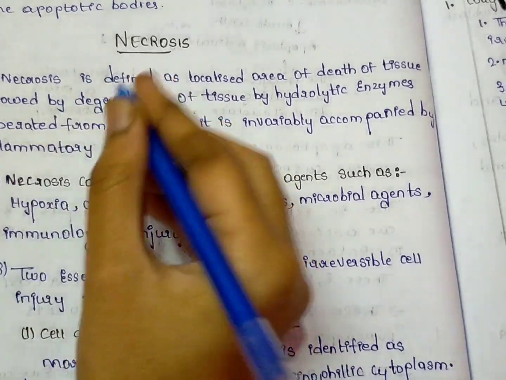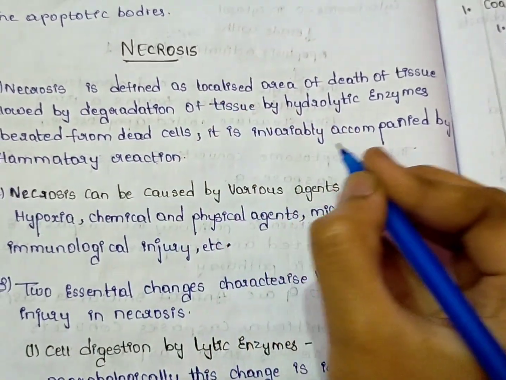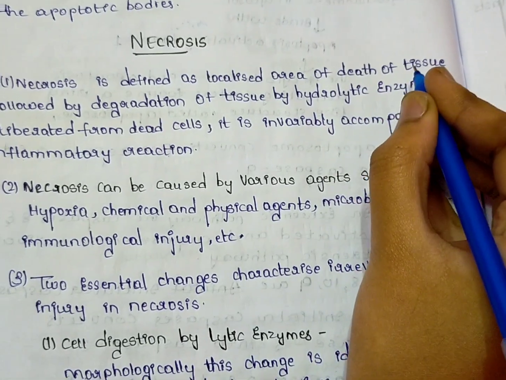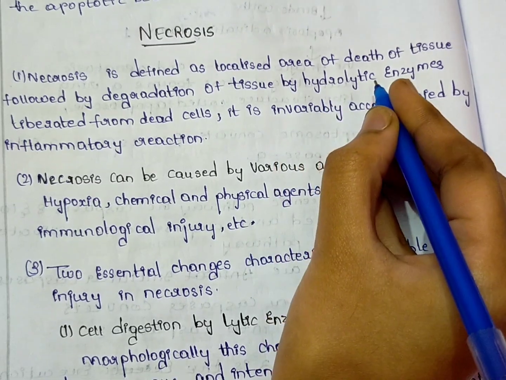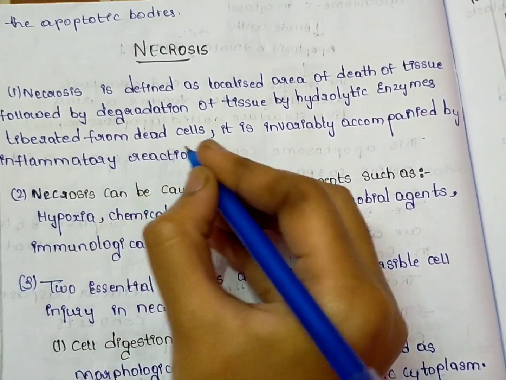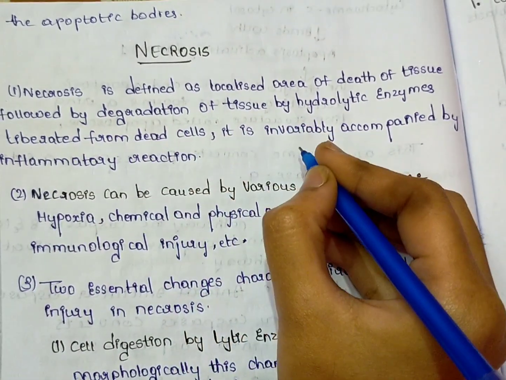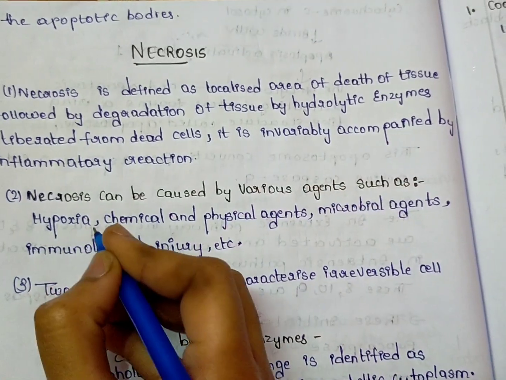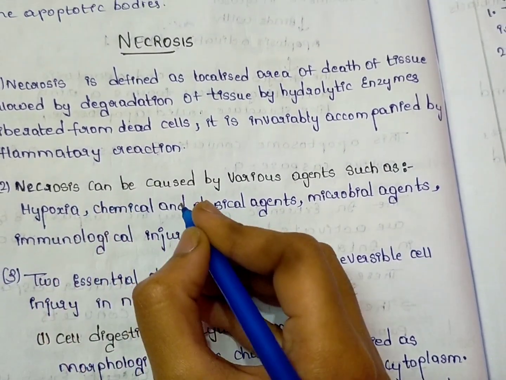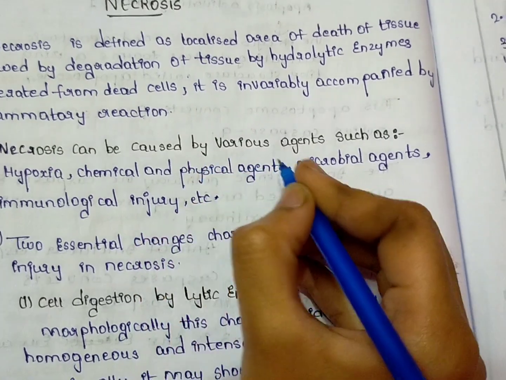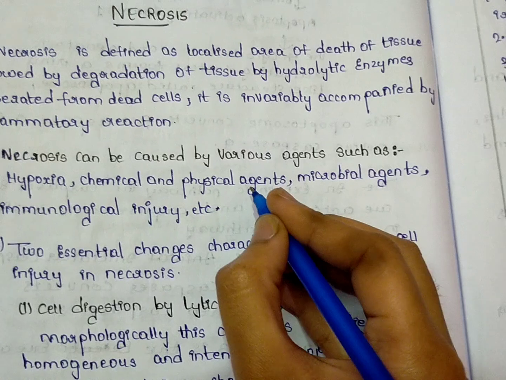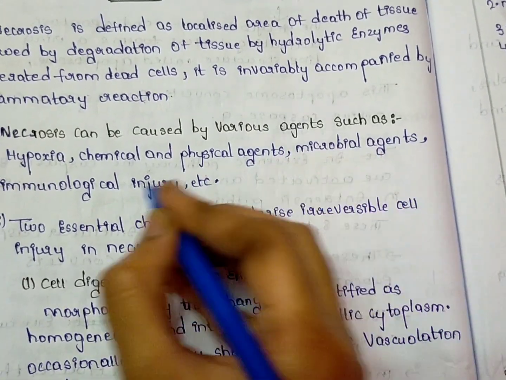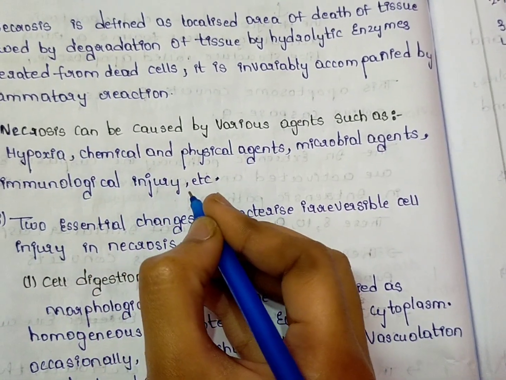Necrosis. Necrosis is defined as a localized area of death of tissue followed by degradation of tissue by hydrolytic enzymes liberated from the dead cells. It is invariably accompanied by the inflammatory reaction. Necrosis can be caused by various agents such as hypoxia, chemical and physical agents, microbial agents, immunological injuries, etc.